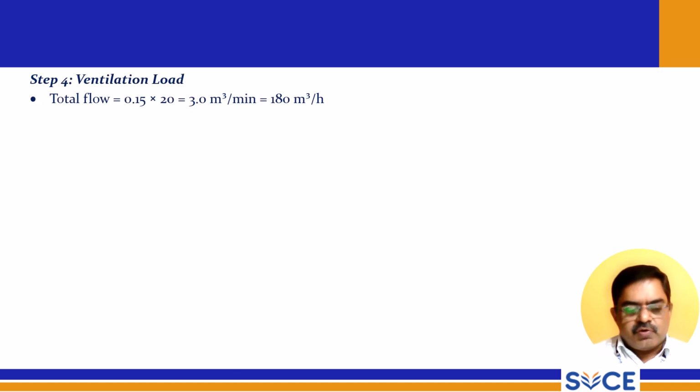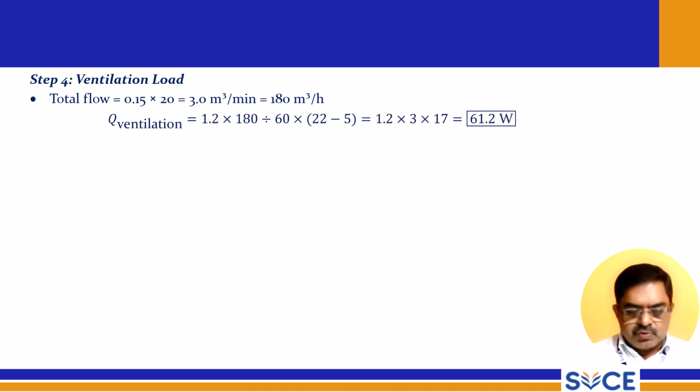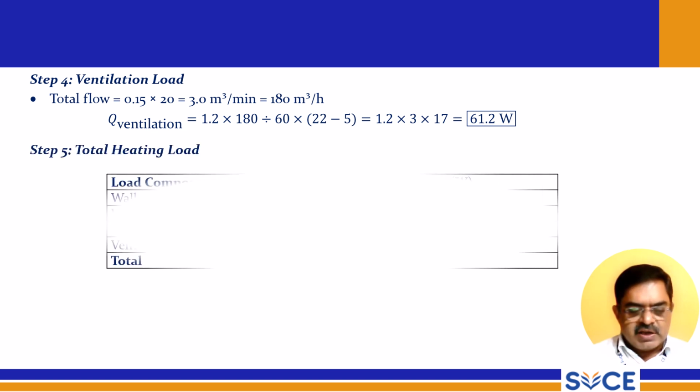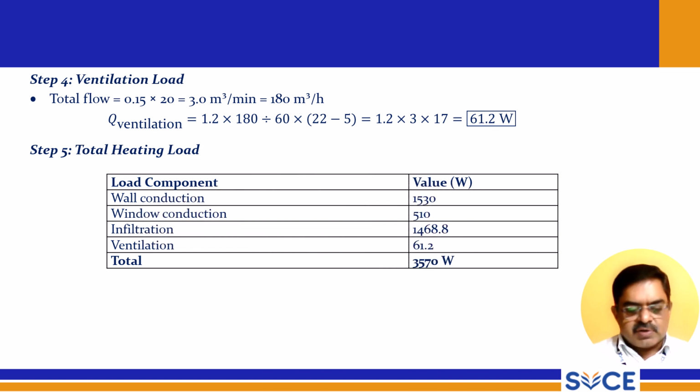Total flow is 0.15 into 20, so that is 3 meter cube per minute, that is 180 meter cube per hour. So Q ventilation is equal to 61.2 watt. And the total heating load, we have to calculate all these heating loads, and this is coming as 3570 watts, so 3.57 kilowatt. So we can convert into kilowatt.